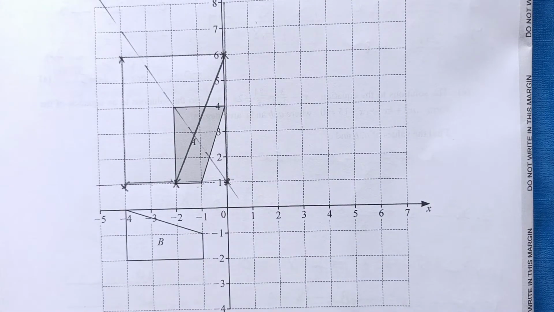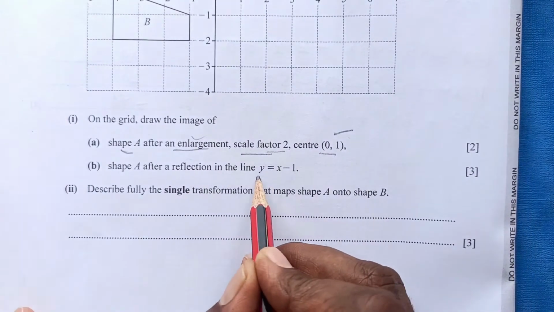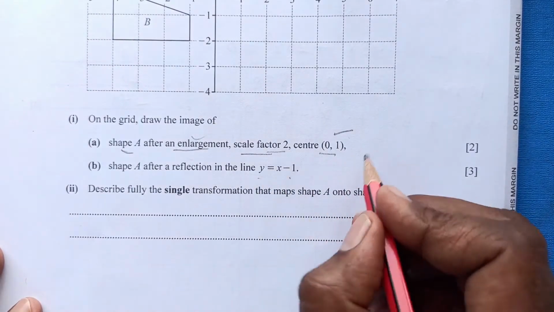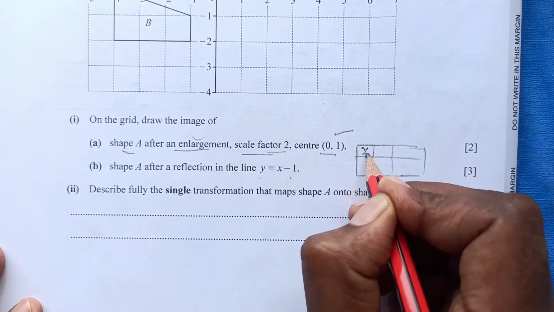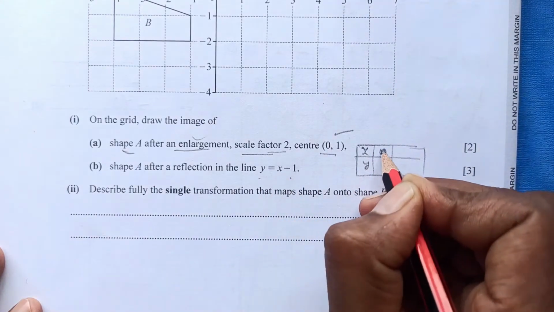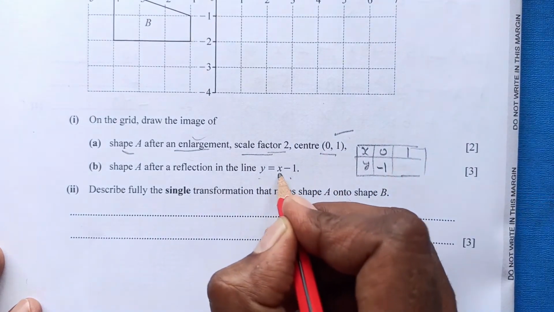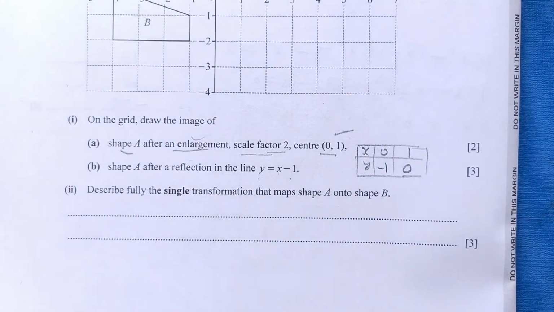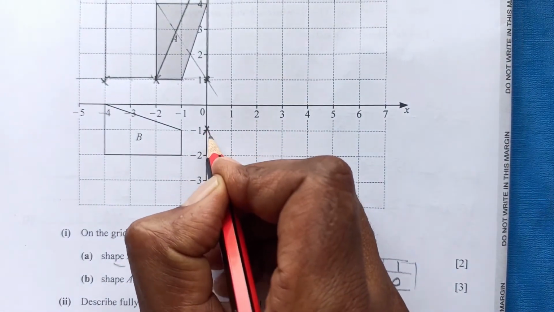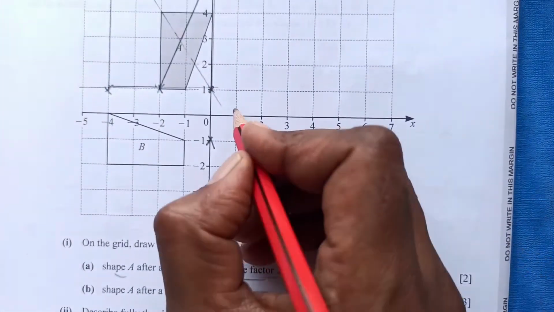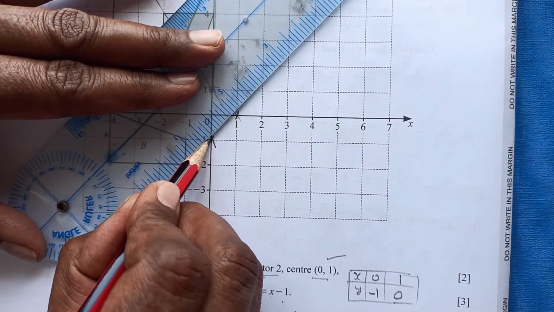So now the next part, shape A after a reflection in the line y equals x minus 1. So now first we need to have a line. We can have at least 2, 3 coordinates. So this is x and this is y. So if x is 0, y is going to be negative 1. So if x is 1, y will be 1 minus 1, 0. So right, so we have coordinates x 0, y negative 1. x 0, y negative 1 is here. Then we have x 1, y 0, it's this one. So we can join this one here to make this line.